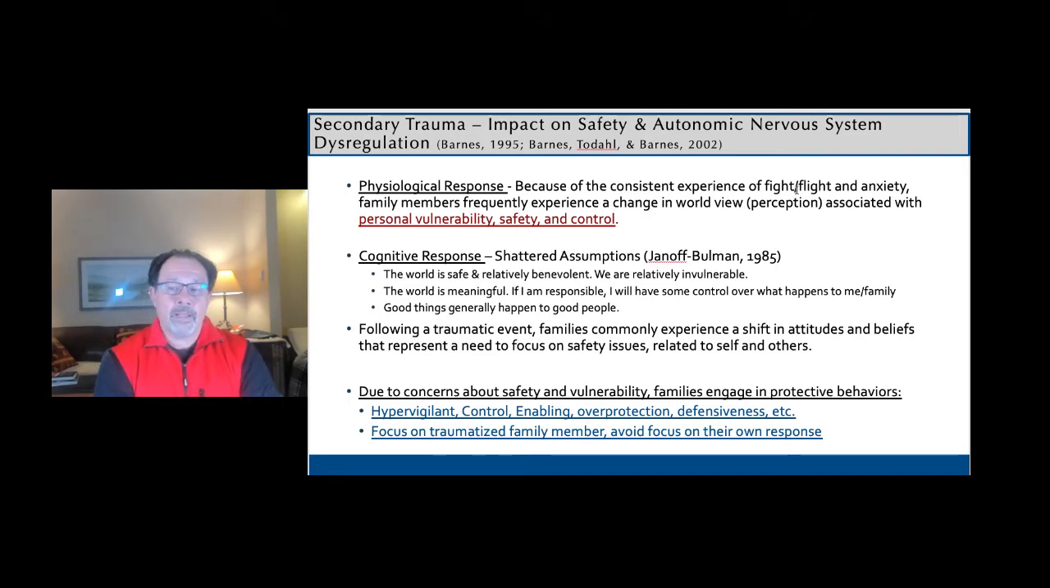own threat level. The second one is that the world is meaningful. And what that really means is that if I'm really responsible and I keep all of my ducks in a row and I manage my life, that I'm going to have control over what happens to me and to my family. And that's that false belief in being hypervigilant and being controlling. And then the third one is that good things generally happen to good people. And I'm a good person, so I think the odds are that I'm going to be okay.